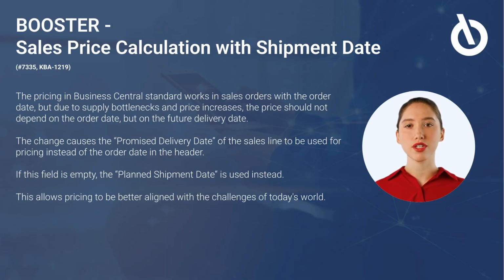With our improvement, you can calculate the prices based on the delivery date for an item in the line. Therefore, the promised delivery date, or in some cases the planned shipment date, is used to find a future sales price.